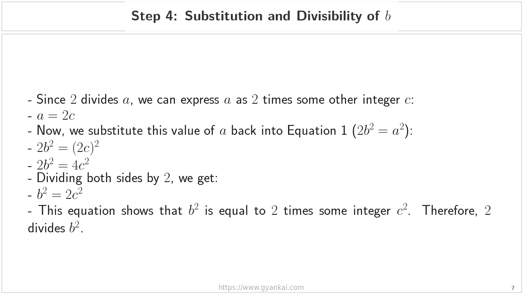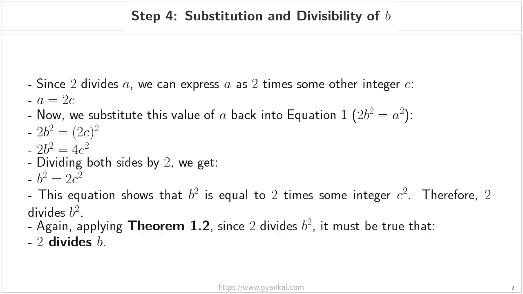b squared is now equal to 2 times the integer c squared. This clearly shows that 2 divides b squared. And just like we did within the previous slide, we can apply Theorem 1.2 here. Since 2 is a prime number and it divides b squared, it must follow logically that 2 also divides b. We are now halfway to our contradiction.